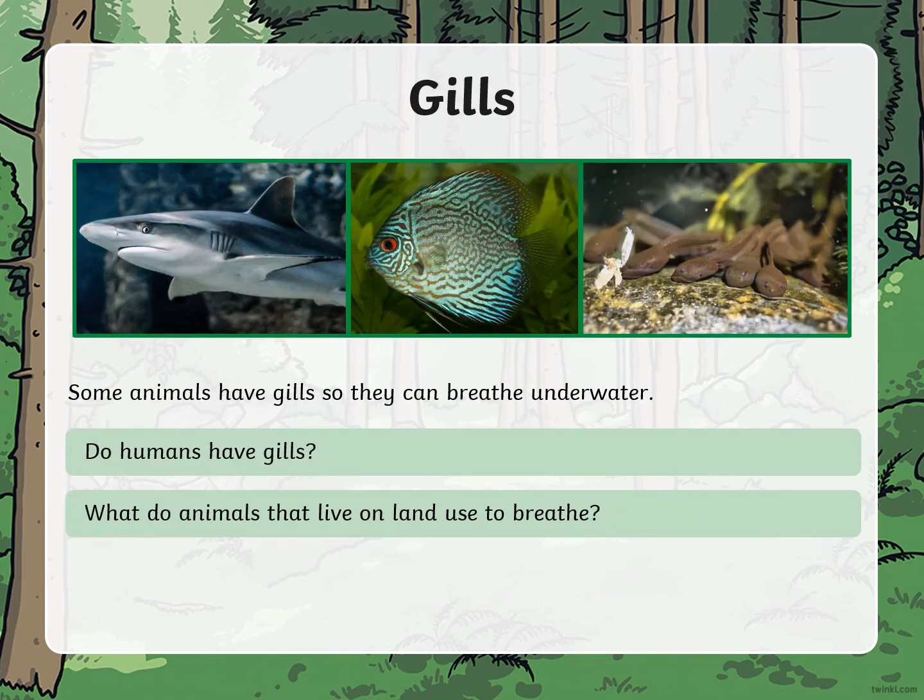Yeah, interesting. Gills. Now gills, very important one for aquatic animals. What do gills do? Can you remember what I said was very important about gills? Yeah, some animals have gills so they can breathe underwater, and you can see them really clearly on the shark. Let me go here. Here are the gills, and that's how they breathe. Okay. And what about animals that live on land? What do animals that live on land use to breathe? And I'll give you a clue. Humans use something inside their body to breathe, and I mentioned it earlier.